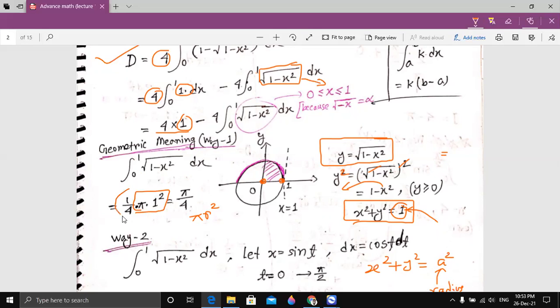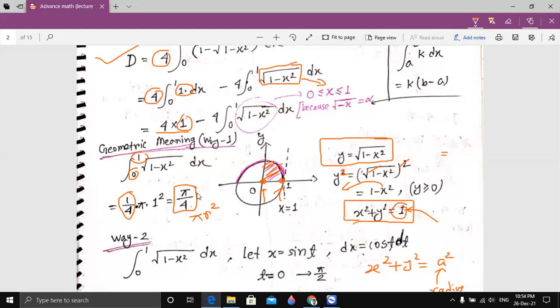And why do we have 1 by 4? Because if you look at the figure, this integration from 0 to 1, that means from this part to this part, the circle will only cover 1/4, only this part. So that's why I multiply by 1 by 4 here. So ultimately, if I calculate, that will be pi by 4.